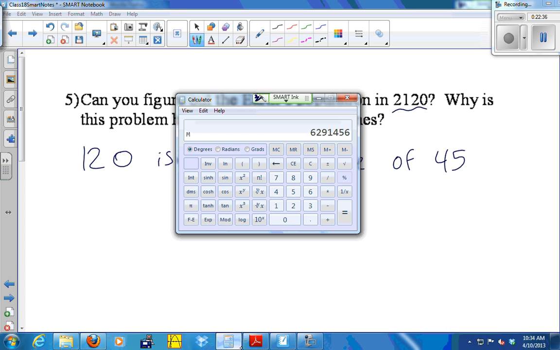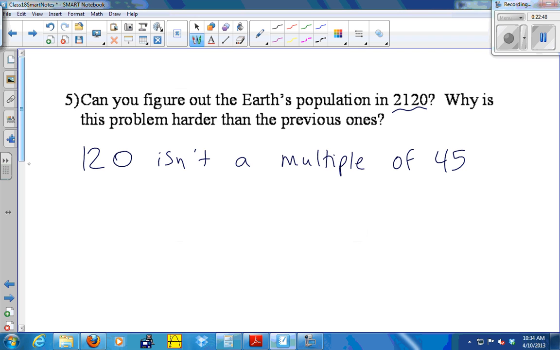120 years divided by 45 is 2 2/3. So that means I'm going to double somewhere between 2 times and 3 times. So if I double twice, P sub 2, which is the population in 2090, right?